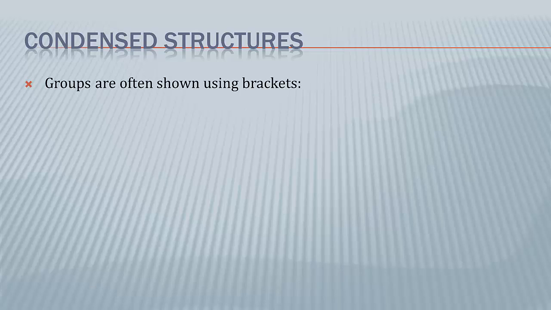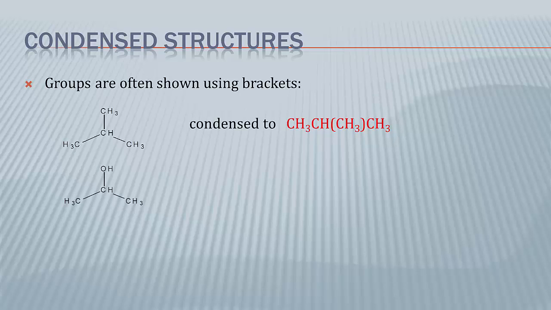In condensed structures, molecules that have groups or branches on them are often shown using brackets. So this molecule here, which is methyl propane, has a methyl branch or group here. So if we were to condense this molecule, we'd put that inside a bracket. So it would be condensed to CH3CH. We'd put the CH3 group in a bracket and put the CH3 group on the end.